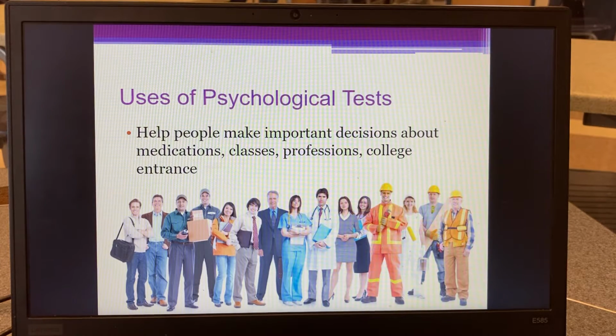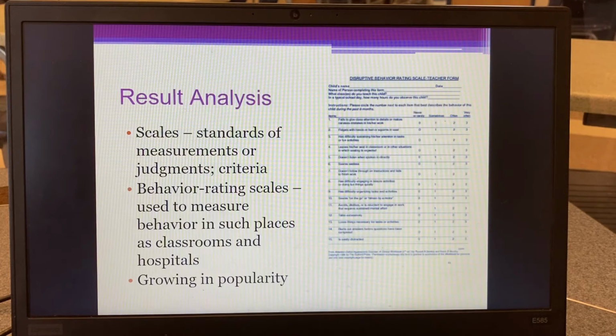We are going to use these to make decisions: medications, classes, professions, college entrance, SAT, ACT, that type of stuff is also going to be part of it. You have to use certain tests to get your license to do dental work, teaching, working on the power lines, working on an HVAC system, that type of stuff. All of these are going to be used in one way or another.